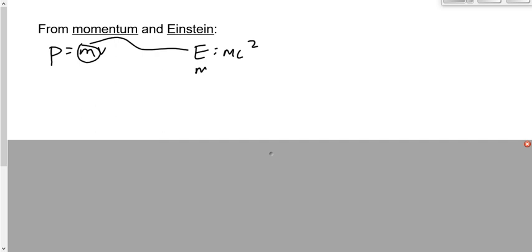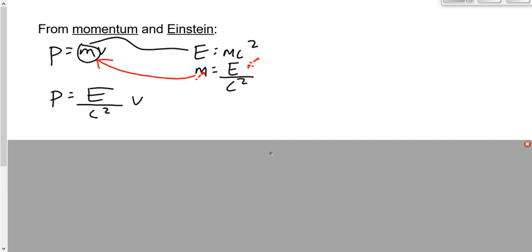What Compton would have done is taken that equation, rearranged it, and solved for m. So this would be the amount of water in the pond. This would be the equivalent amount of ice. We don't really have ice in the pond. We have water. But we can find the equivalent amount of ice that we would have in the pond. We're going to sub in the equivalent amount of ice, or the equivalent amount of mass, into this equation and get this. Momentum is equal to the energy of a photon divided by the speed of light times v.